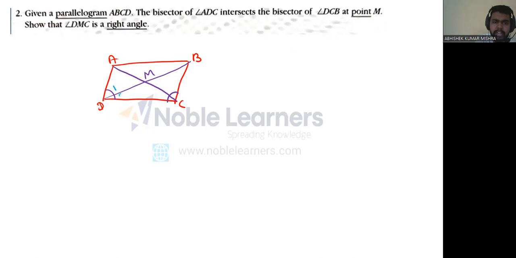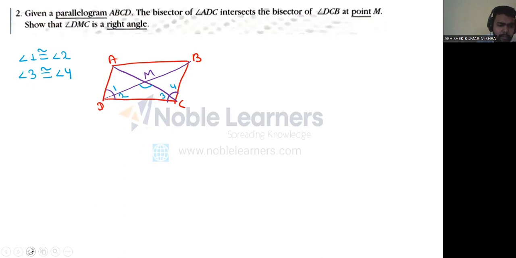So suppose this is angle 1, this is angle 2, this is angle 3, this is angle 4. I could write angle 1 is congruent to angle 2. I could also write angle 3 is congruent to angle 4. Why? Because the lines are bisecting these angles. Okay, that is the reason. Now the question is saying you need to show that this angle DMC is a right angle.